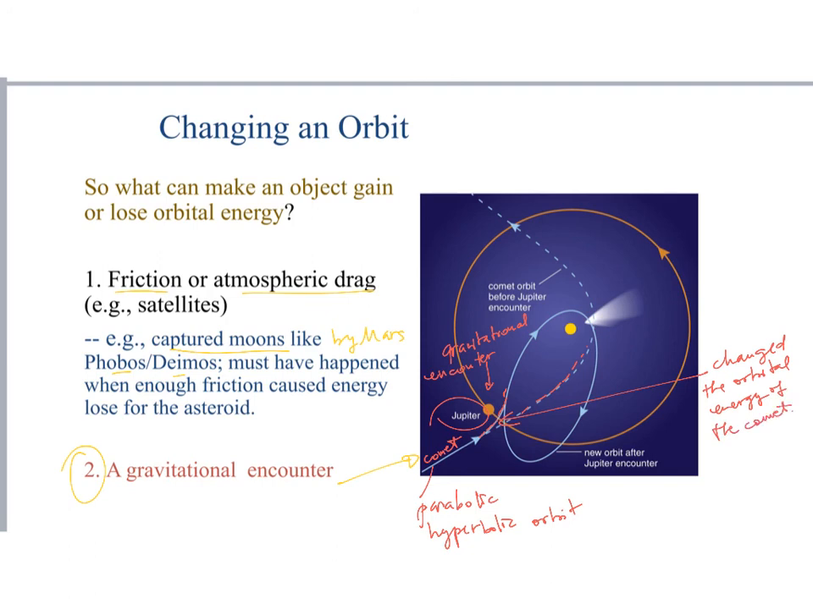The comet lost energy, and so the orbit became converted from being parabolic or hyperbolic, that is an open orbit, to a closed orbit, an ellipse. This is the new orbit after the Jupiter encounter. So yeah, cool examples. And I think that's it for now.